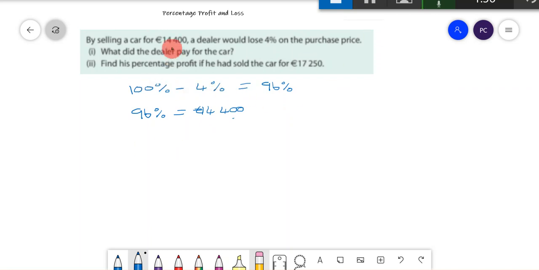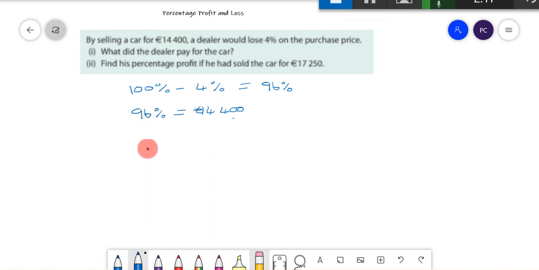All we know from the question is that this person made a loss of 4%, and they made a loss by selling the car at this amount. So this was a 4% loss, therefore it's 96% of the price that he actually paid for the car. So we can write it like this: 96% is equal to 14,400. Now what we want to work out is, what was 100%? How much did the dealer pay for the car? So this is 96%, and we want to work out what's 100%.